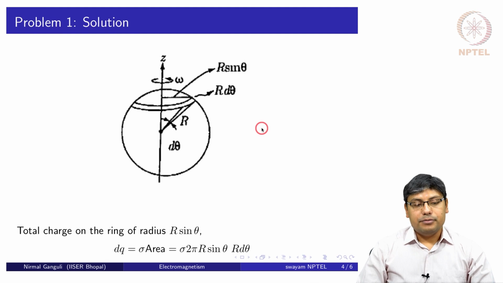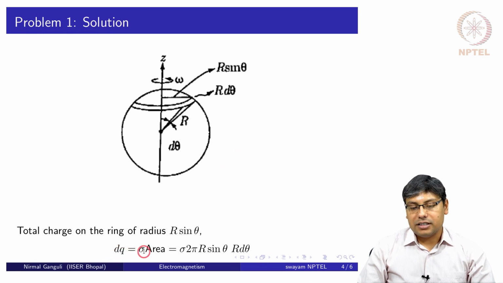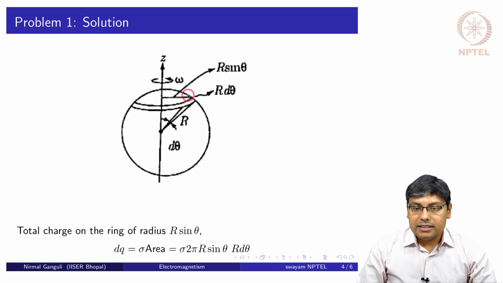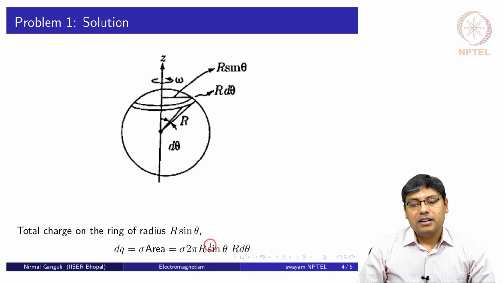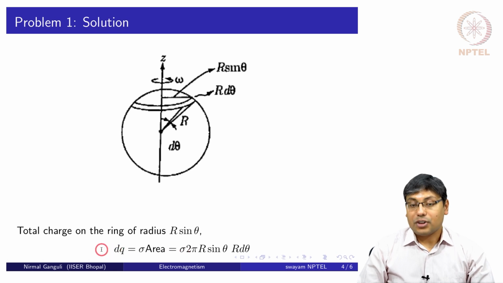Okay, let's solve the problem. Total charge on the ring of radius r sin theta. So you can see that this radius is r sin theta. The total charge dq can be expressed as sigma, the uniform surface charge density, times the area of this ring. The radius is r sin theta and this width is r d theta. So 2 pi r sin theta times r d theta is the area of this ring, and if we multiply that with sigma, we will get the elemental charge dq on the ring.